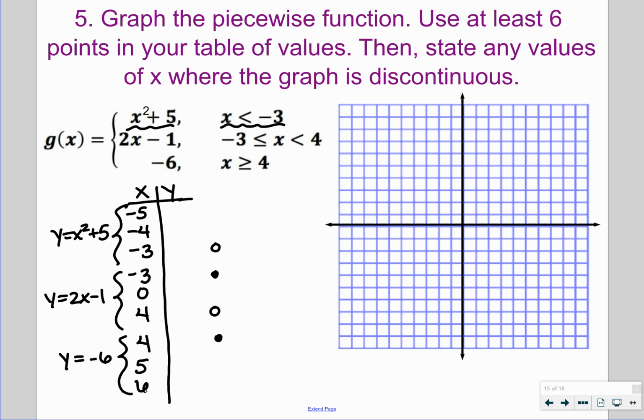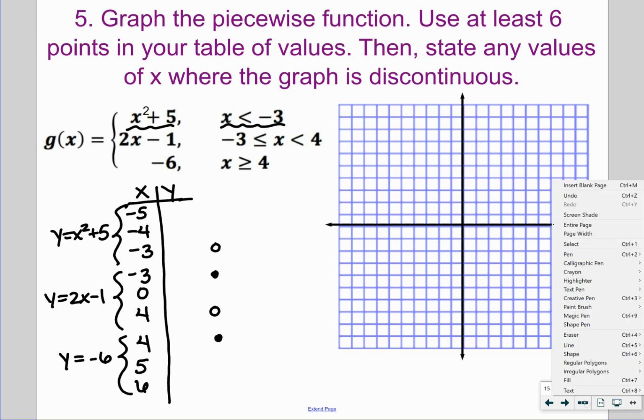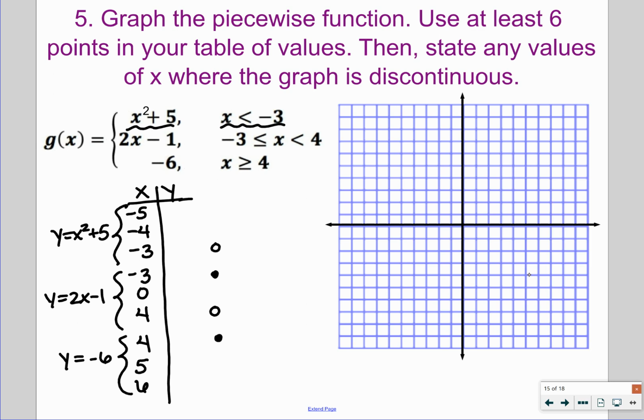Just keep it easy. That's the hardest part, I think, about this problem. Just making sure you got your table set up right, making sure whatever breaking points are listed next to each function are at least included in the table. That's like your minimum, and then you maybe want to include more than that so you get a good graph. Okay, so now I'm just going to take each of these x's and I'm going to plug them into the equation that they're next to. So this is where you would just use your calculator if you need to.